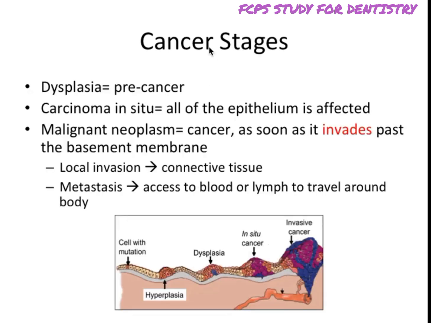And let's just do a quick review of cancer stages. So dysplasia is referring to precancer. Carcinoma in situ is the next stage where all of the epithelium is affected. And finally, we have malignant neoplasm, which is a fancy name for cancer.